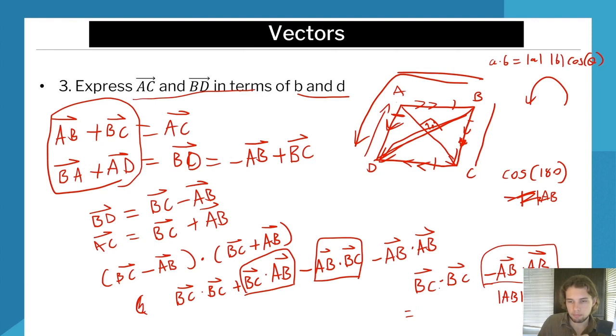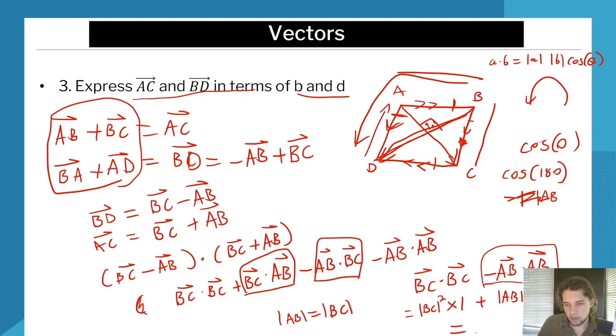And then BC dot BC is a similar thing. It's the magnitude of BC squared, and this time it's times 1, because we have cos 0. The angle between these two same vectors is 0. Now we go back to what we learnt before, and we realize the magnitude of each of these lines is the same. The magnitude of A to B is the same as the magnitude from B to C, because each side of this rhombus has the same length.